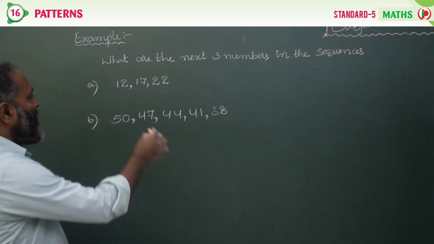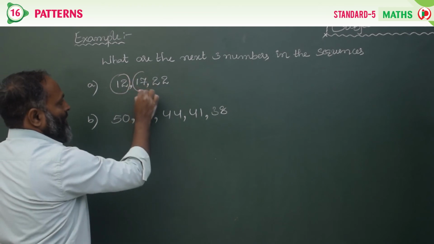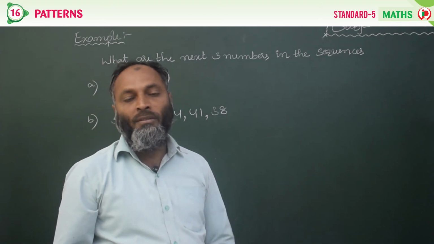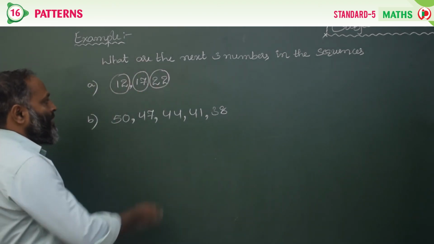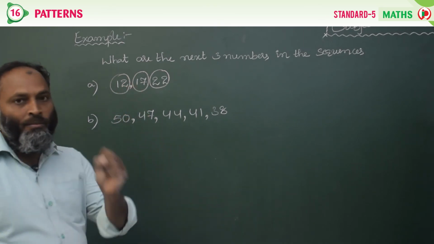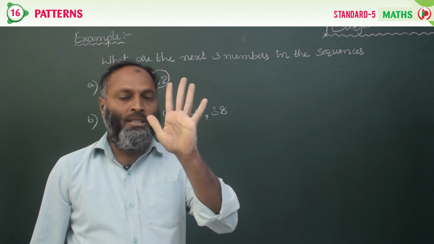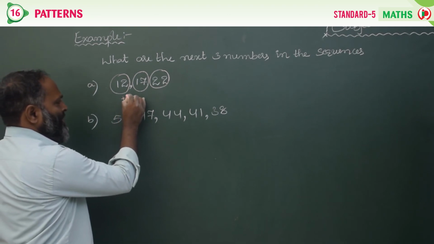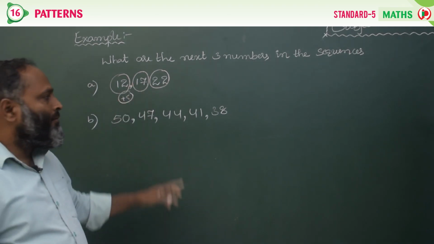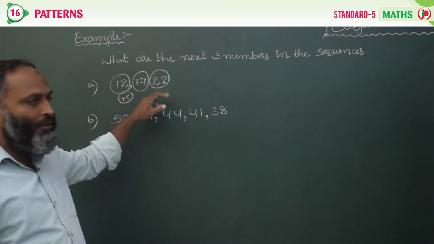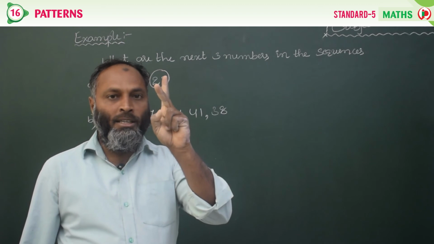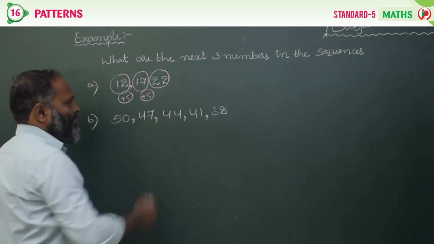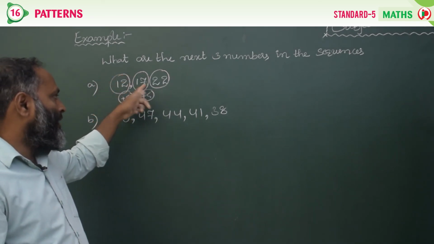Okay. See here, in the first one, the first number is 12, the second is 17, the third is 22. So what is the difference? First you check the difference between the consecutive numbers. Here 12 and 17: 12, 13, 14, 15, 16, 17. The fifth number is 17. If you add plus 5 to this, then you will get 17. Then again from 17 to 22, you count 18, 19, 20, 21, 22. Again 5. So if you add plus 5 to this 17, then you will get 22.